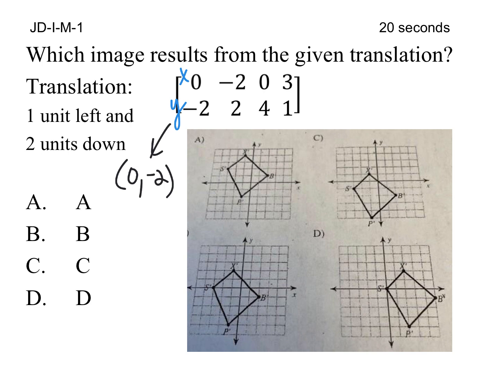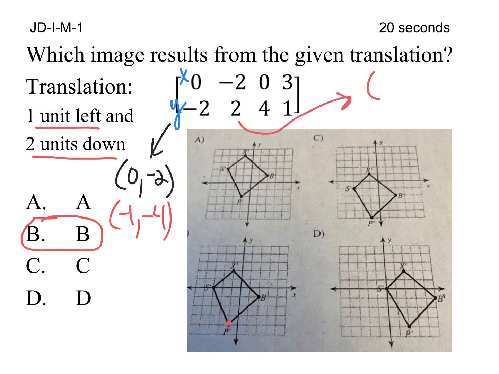So if we take that point, if we go 1 unit to the left and 2 units down, so 1 unit to the left would take us to -1, 2 units down would take us to -4. So we're basically looking for something that has one of the points at -1, -4. And the only one that has that is choice B. If more than one had it, then we would check it with these others also.